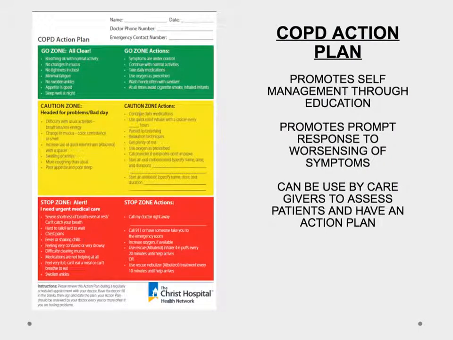This is just an example of a maintenance plan for a patient with COPD. This is what's used by the Christ Hospital Health Network. You might see other facilities use a different type of maintenance program, but it's kind of a teaching tool for your patient. They basically tell them to check themselves every day. So are they in the green zone? Are they in the yellow zone? Or are they in the red zone?